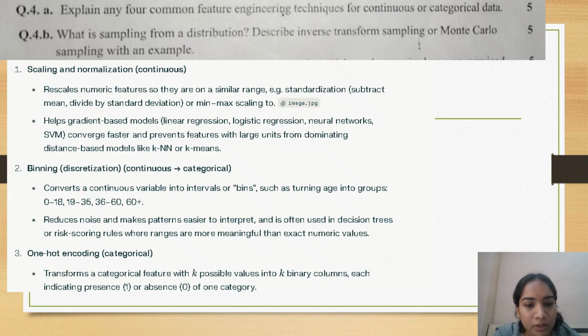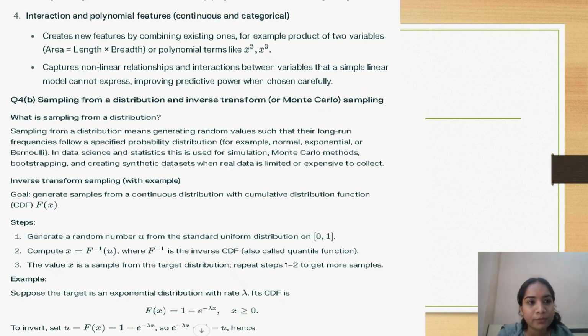Third is one-hot encoding, which converts categorical variables into binary features. It is used because ML models require numeric input, and for example, color red, blue, green: 100, 010, 001. And the fourth is binning, which converts continuous variables into categories or bins. It's used to simplify the model. It reduces the effects of outliers.